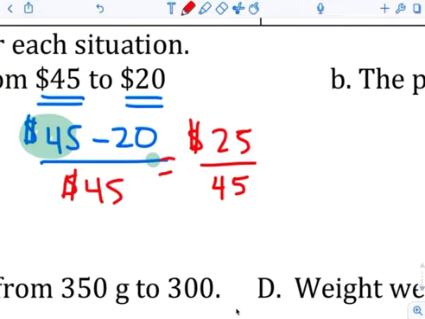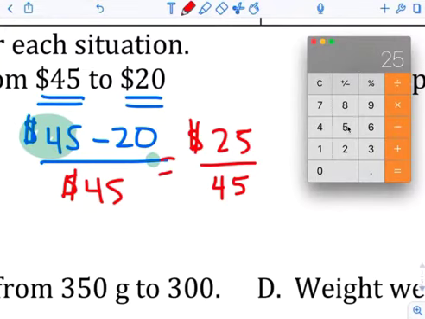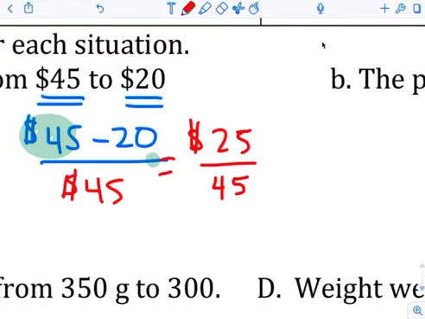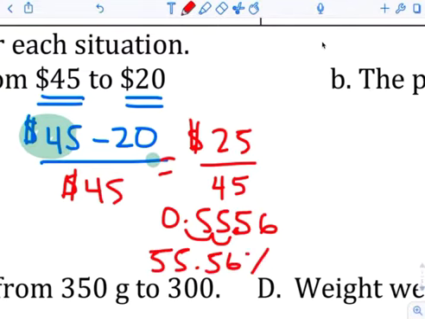So you divide that. 25 divided by 45. Oh, 5, 5, 5, 5 repeating. So 0.55, basically 6. Or let's do it to the nearest hundredth. 0.556. Then move the decimal over 100, or move two places. It's like 55.56%, okay? 55.56%.